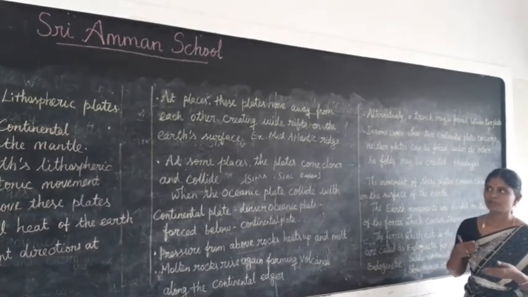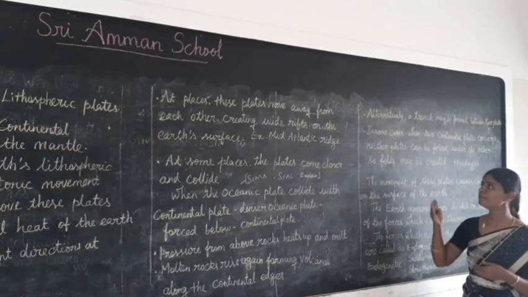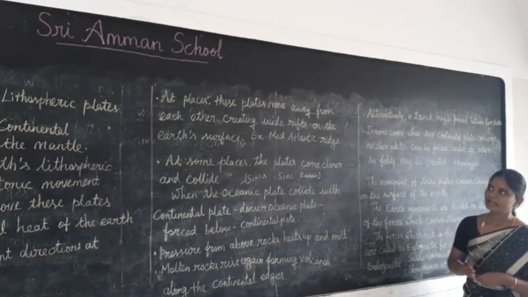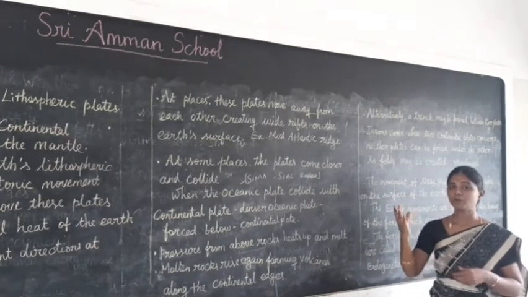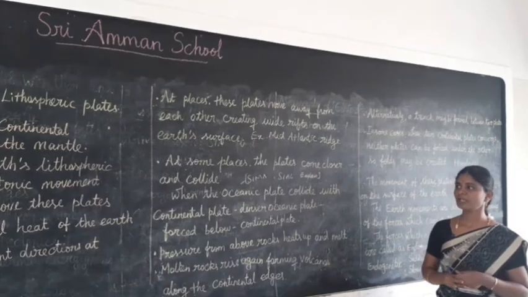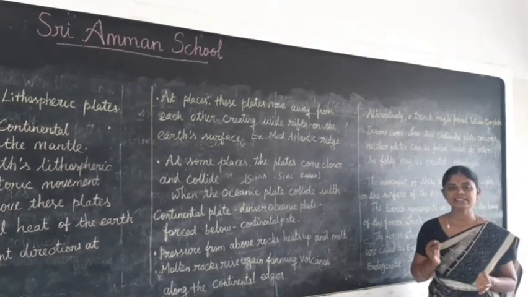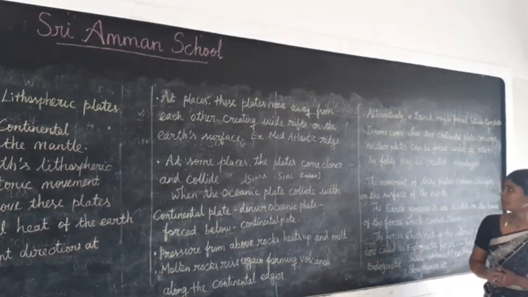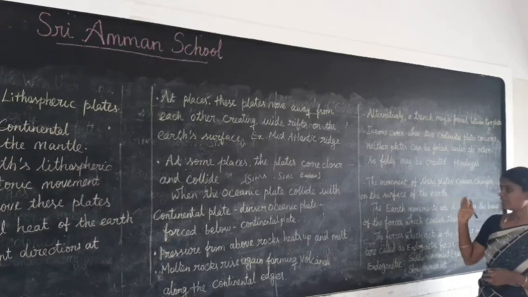During convergent boundaries, it creates fold mountains and volcanic mountains on the continental edges. And the divergent boundary creates ridges and trenches. The movement of these plates causes changes on the surface of the earth.